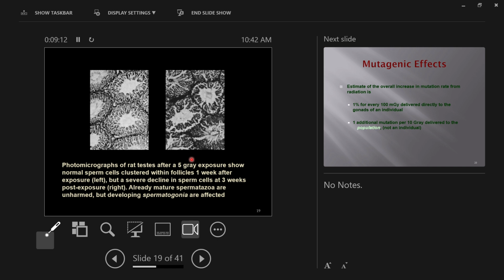Okay. 5 grays of exposure show normal sperm cells clustered within follicles 1 week after exposure, but a severe decline in sperm cells at 3 weeks, which is the one on the right. So just a busier looking set of cells on the left than on the right. Because 1 week after exposure here on the left, already mature spermatozoa, it's hard to hurt them. However, the immature spermatogonia that will end up maturing, those got hurt, and so a few weeks later, there's less sperm around. The immature stuff is not there to mature anymore.